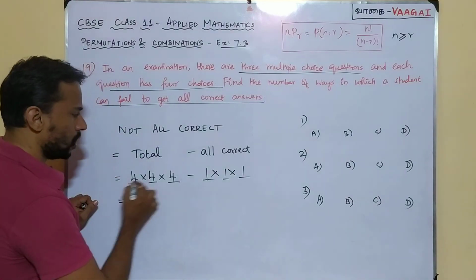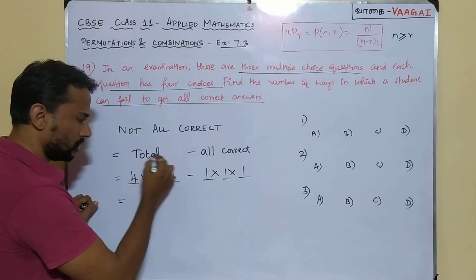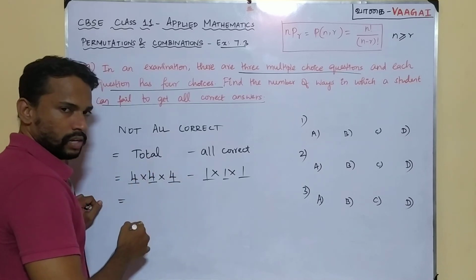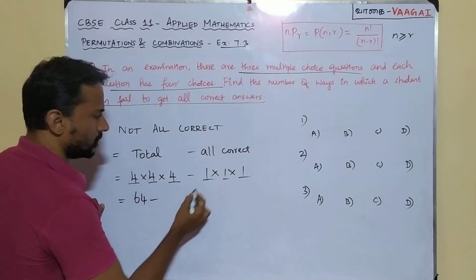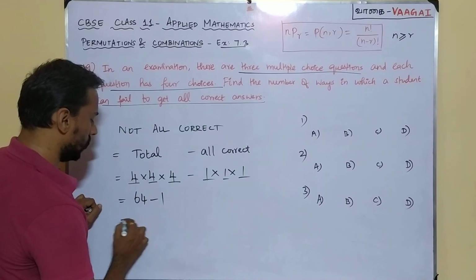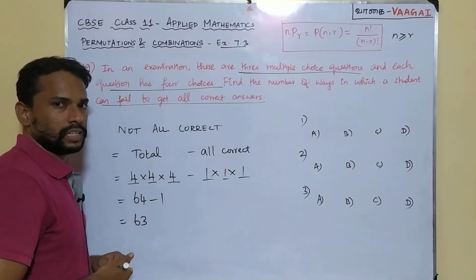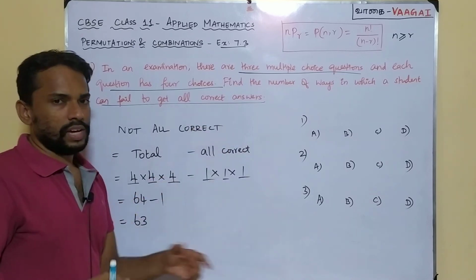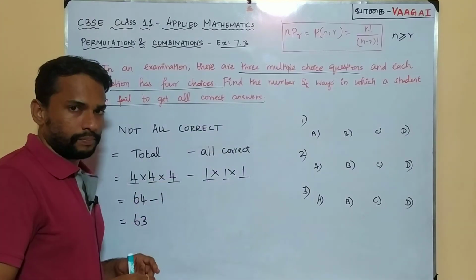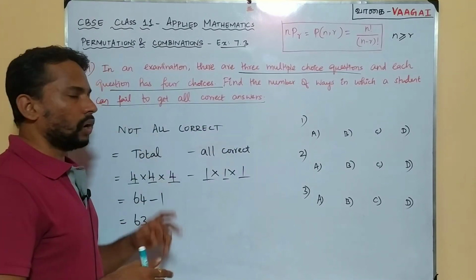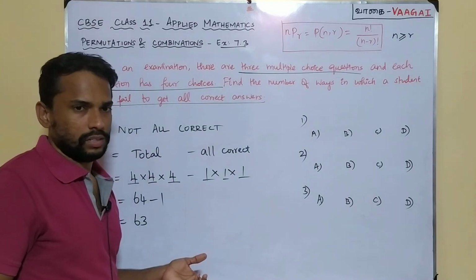Okay. So that means what I can do is, now I will calculate this. This will be 4, 4, 4 will be 64 minus, here we have 1. So your final answer is going to be 63. So that means in 63 ways he can give the answers. He can attend the question paper in such a way that not all the 3 questions are correct. That's it. This is going to be the answer.